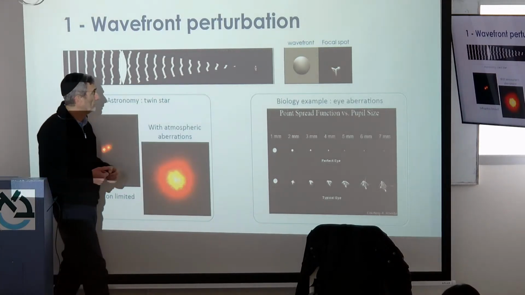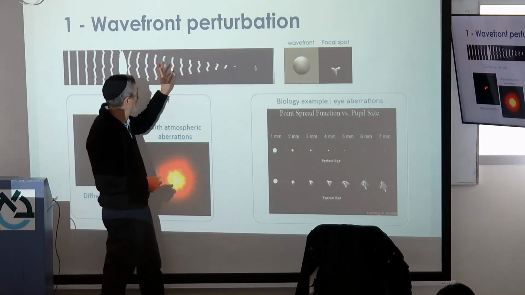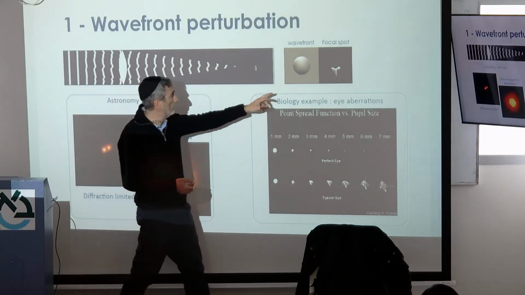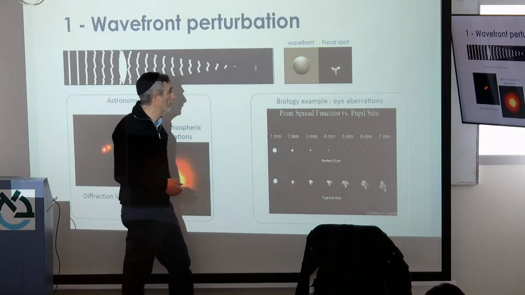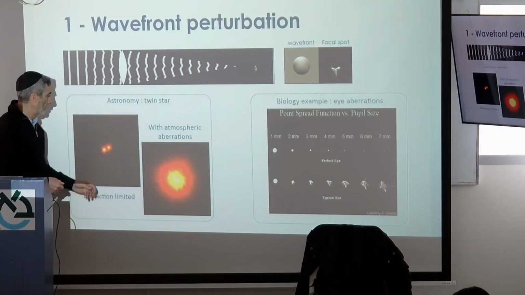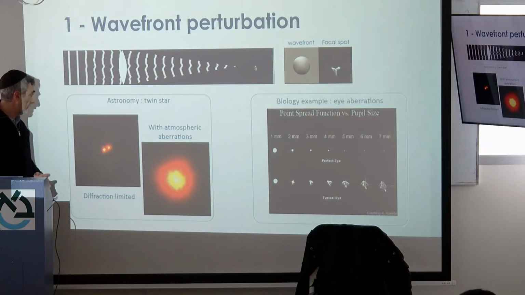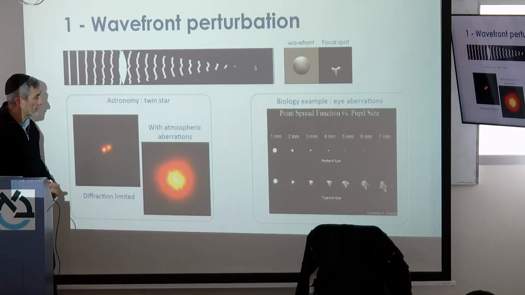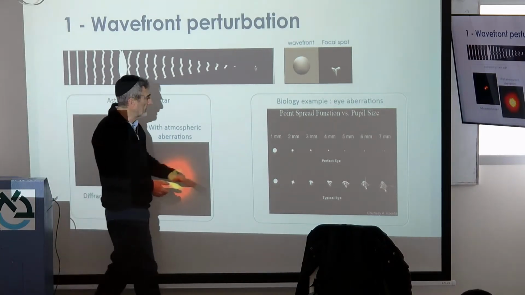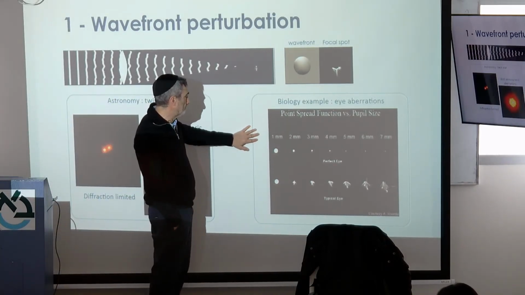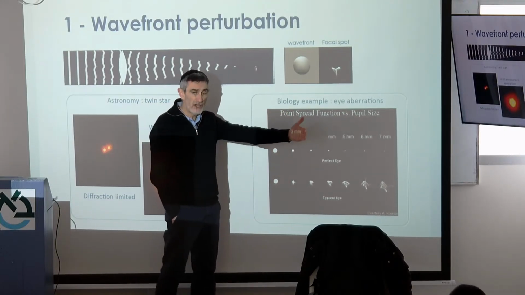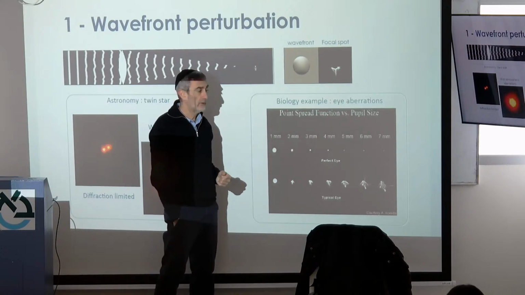And what you discover actually is that it's very hard to focus because of this small, weak perturbation, but that's enough to completely blur the focal spot. So that affects imaging. For instance, in astronomy, you have a twin star, but this is completely blurred by atmospheric aberrations. Interesting here, you have what is called the point spread function, which is the image at the focal point of a source.